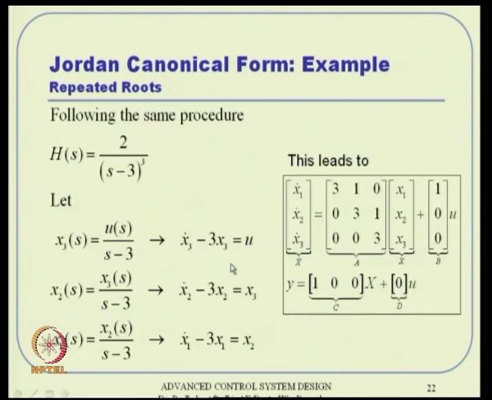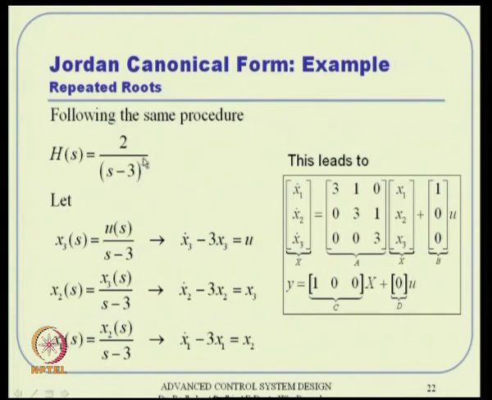Now, for the repeated part, let us say one term is something like this. What do we do? In that case, let me define my state variables this way. Let us say it is repeated 3 times. I will start with x3 as my regular definition; x2 is not u anymore here, but x3. x2 is x3 divided by (s plus 3), and x1 is x2 divided by (s plus 3).